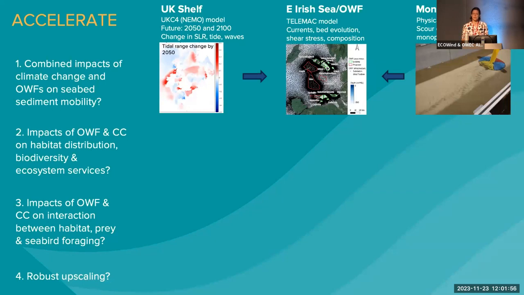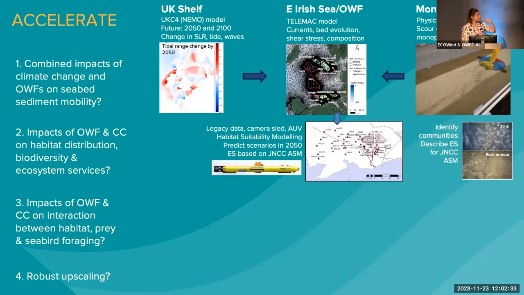It's a model that has a variable grid size, so we can focus in more detail at areas where we think there's a high chance for change, and keep it a bit wider in areas where we expect less change. From that, we will predict currents, bed evolution, shear stress, and composition. It's at that level where we can already start slotting in other effects. If there is a cable, a pipeline, or a tidal turbine planned in the area, that can be included in the Telemac model, and the effects of that can be included.